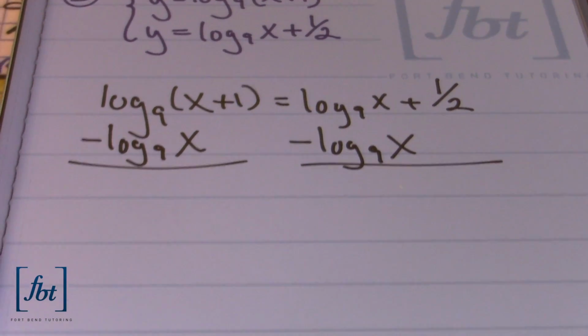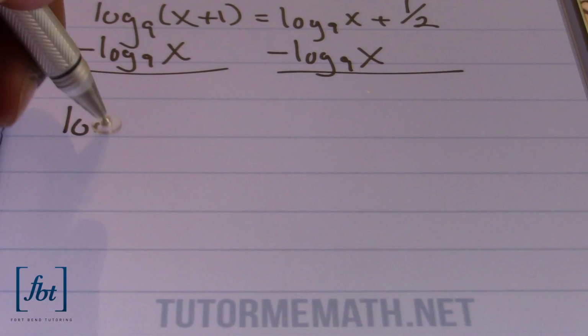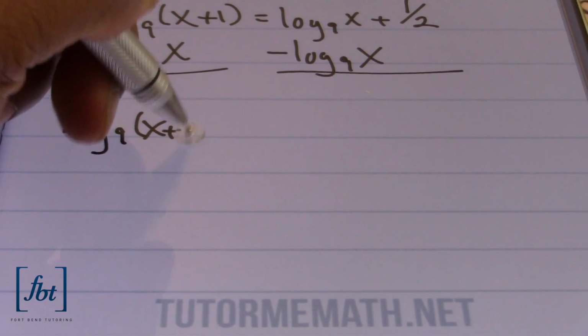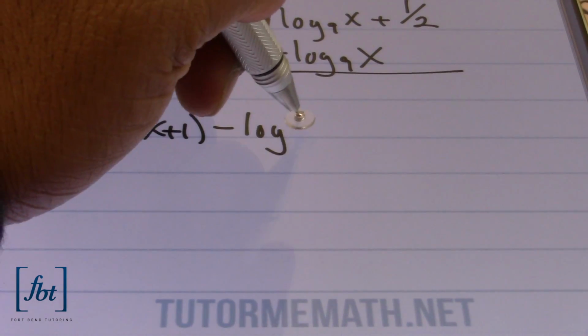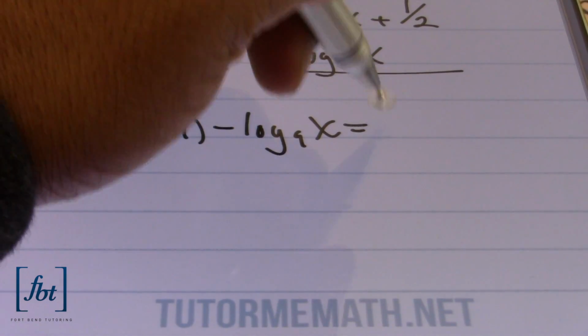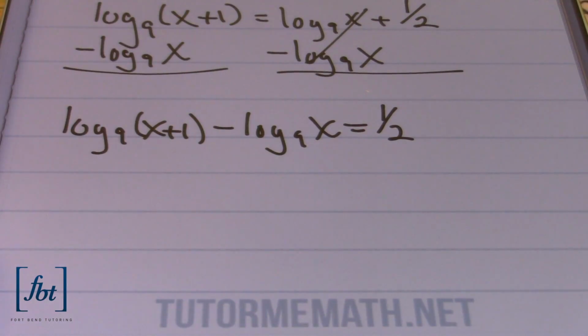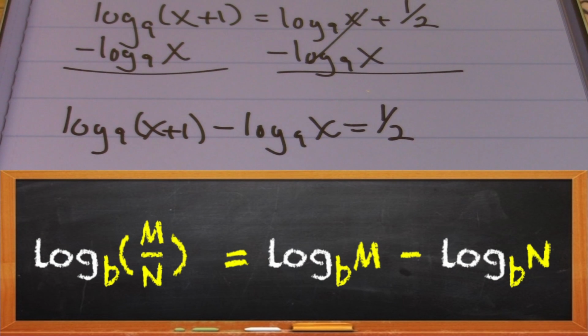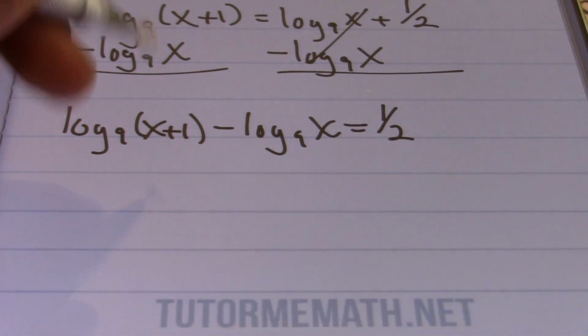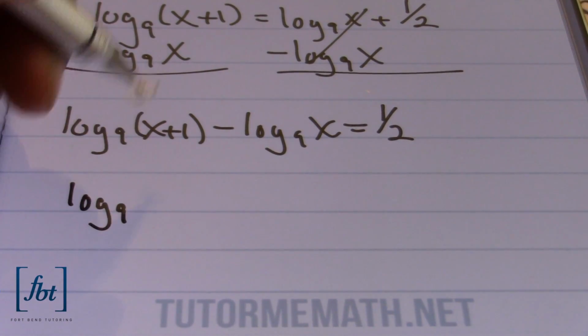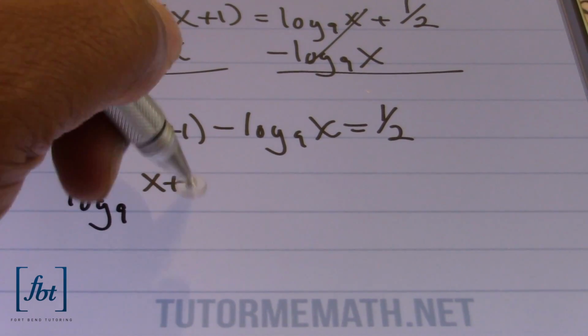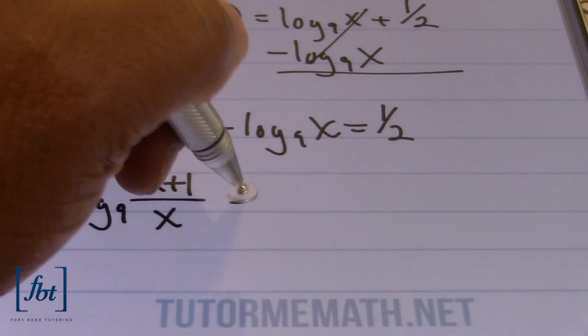And once I have this, I'll be rewriting the equation as log base 9 of the quantity x plus 1 minus log base 9 of x, and this equals 1/2, as those log base 9 of x's cancel out on the right side of the equal sign. Now, using our logarithmic properties, when we have the exact same base on our logarithms and we have subtraction going on, the difference of logarithms, we can combine this into log base 9 of x plus 1 divided by x.